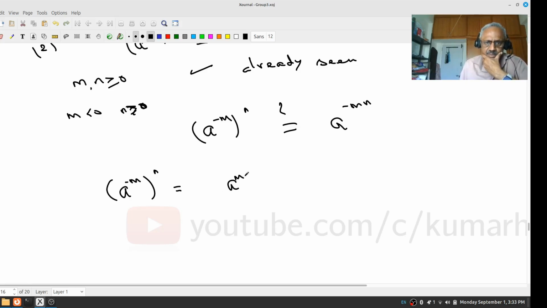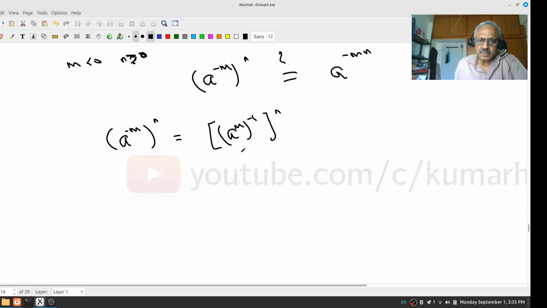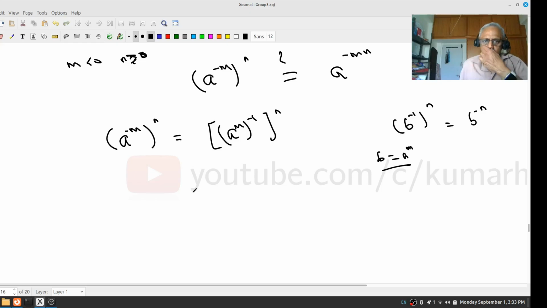It is a to the power m inverse and this to the power n, right? A to the power minus m is a to the power m inverse. Okay, good. Now the next thing is, this is b if you want, b inverse to the power n, where b is a to the power m. Okay, b inverse to the power n by definition is b to the power minus n, right? Therefore it is going to be a to the power m, right, to the power minus n.